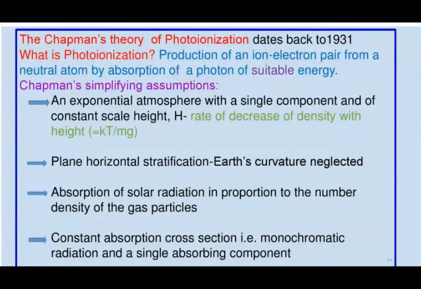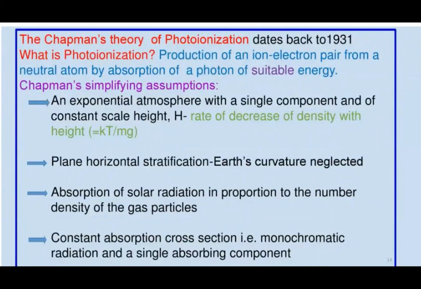And once the electron has been freed, the remaining atom gets positively charged, has a positive charge, and so that becomes a positive ion. So this is how the photoionization process works.